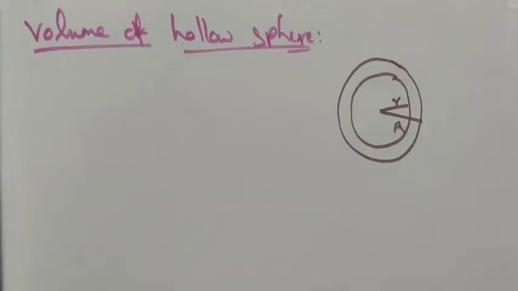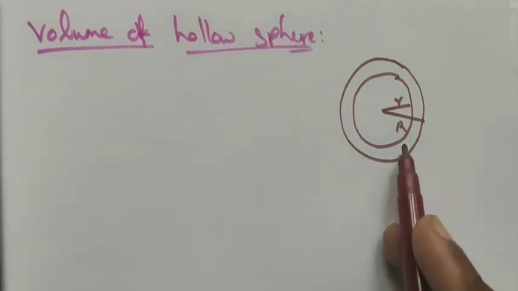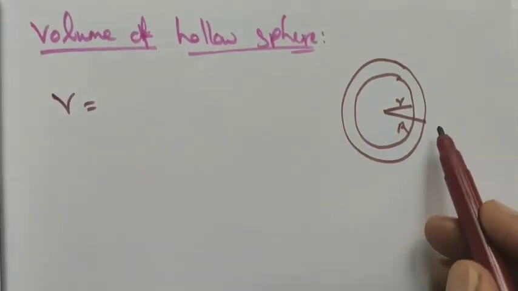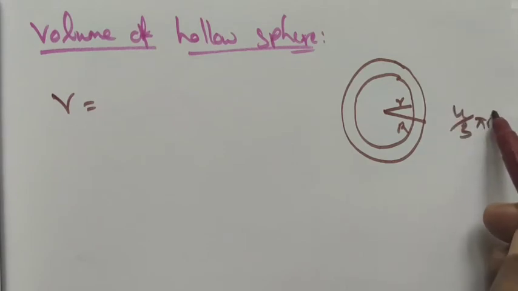Next we see the volume of the hollow sphere. Imagine it is like a tennis ball or some other ball like this, right? Inside the tennis ball it is not filled, right? So for the volume of a hollow sphere, we know the volume of the sphere is equal to 4 by 3 pi r cube, right?